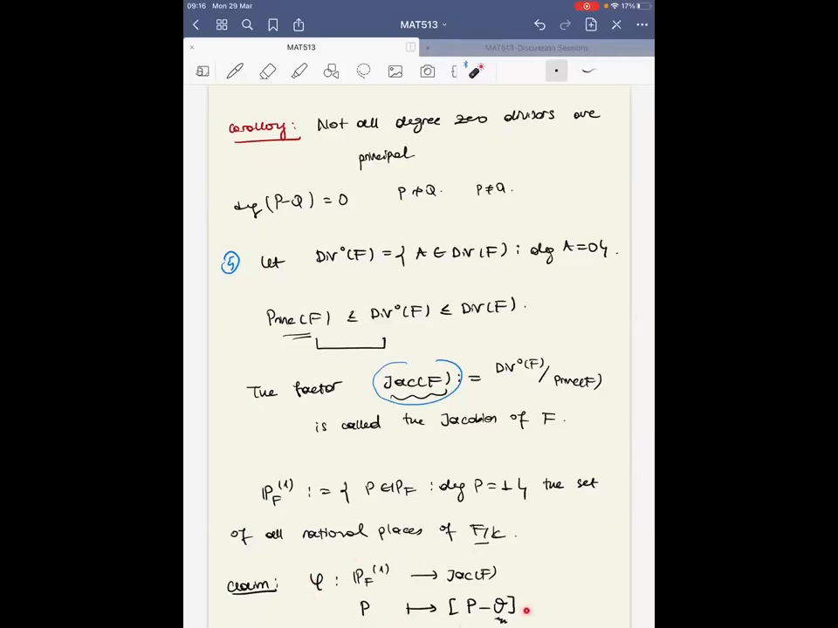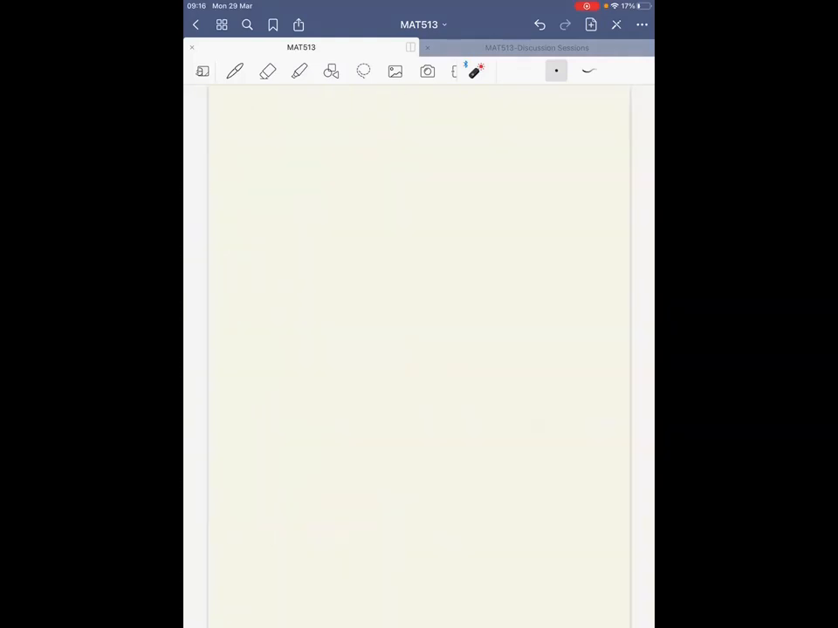In order to see this one-to-one correspondence, this bijection, first we show that phi is one-to-one, and we prove it by contradiction. Proof of the claim. That means we suppose there exist two distinct elements that have the same image under phi.